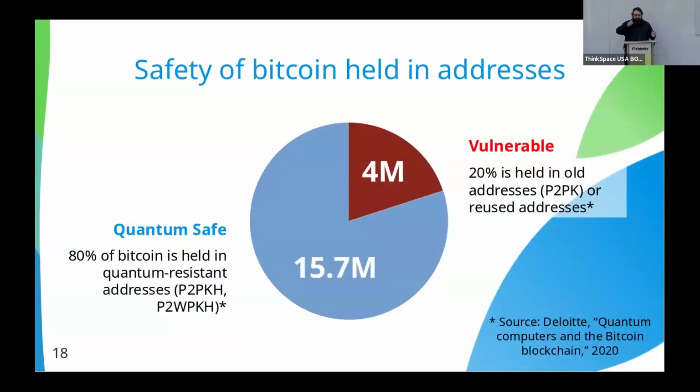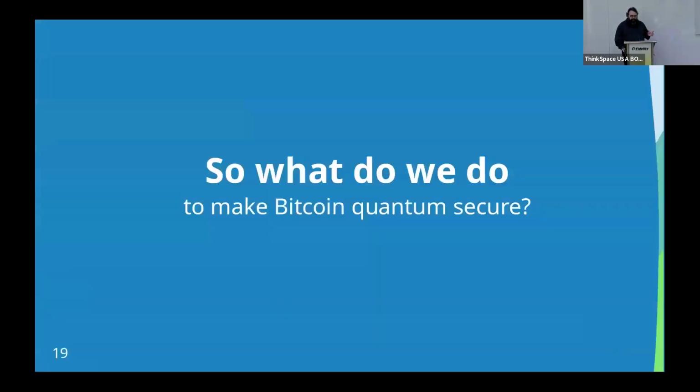One thing to know is that there are about 4 million Bitcoin that have their public keys exposed. That's about 20% of the supply. This is according to a Deloitte report from 2020, and we've also adjusted for the additional supply since then.